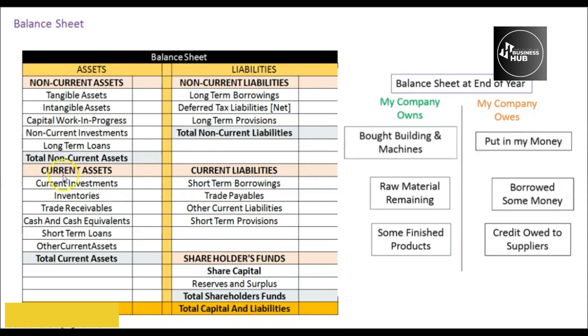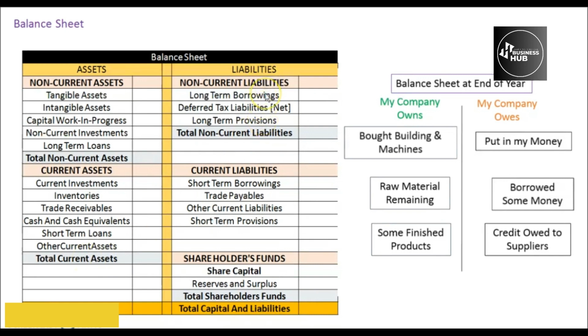Coming to current assets, they are nothing but those assets that can be liquidated within a year. The current investments are an element of current assets. Inventories include both the raw material remaining as well as the finished products remaining. Trade receivables is nothing but what all your customers owe you. Cash and cash equivalents that are at the bank of the company are assets. Short-term loans and other current assets are also elements of assets.